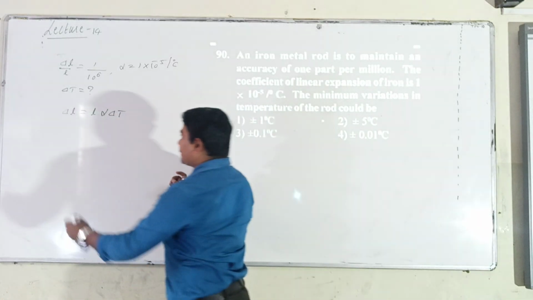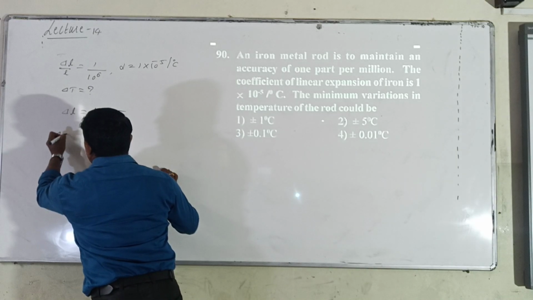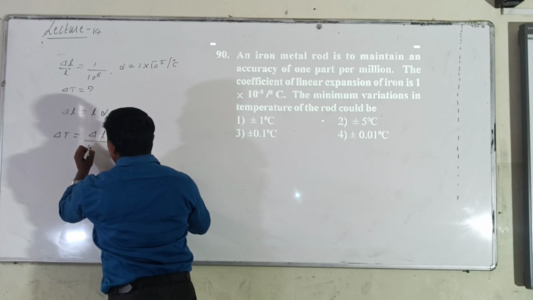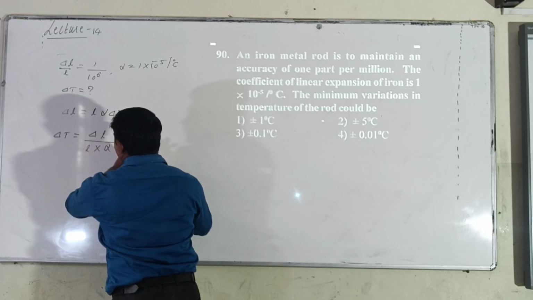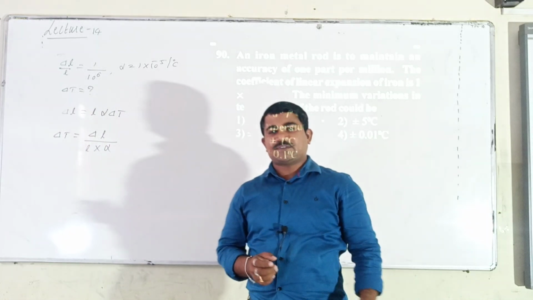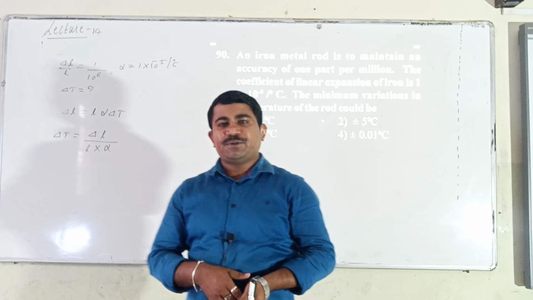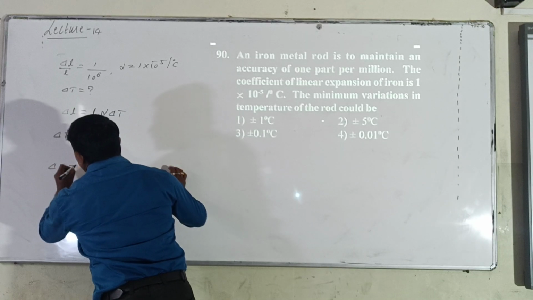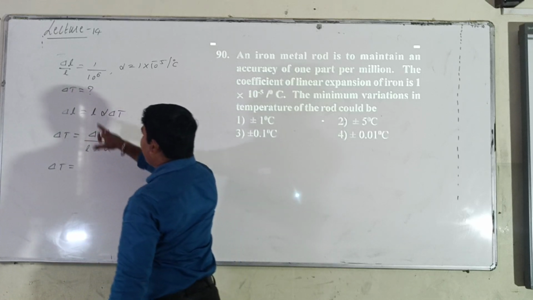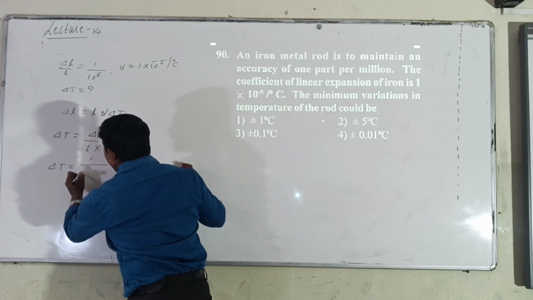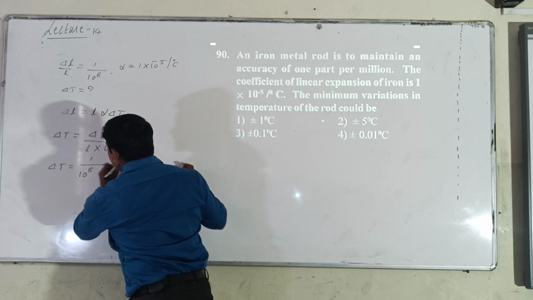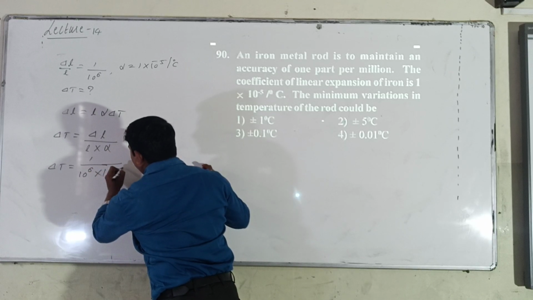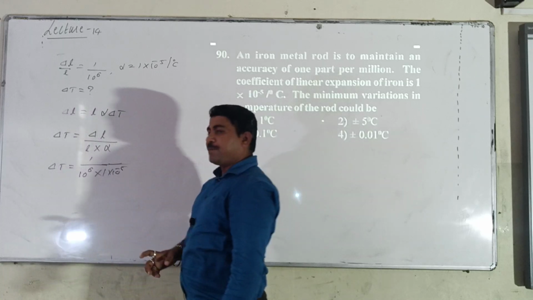Right. From this, what is delta t? Delta t is equal to del L divided by L into how much? Alpha. Are you following this? Rise in temperature we can observe. Then see here, delta t equal to del L by L, which is 1 divided by 10 raised to 6, into alpha value, 1 into 10 raised to minus 5.